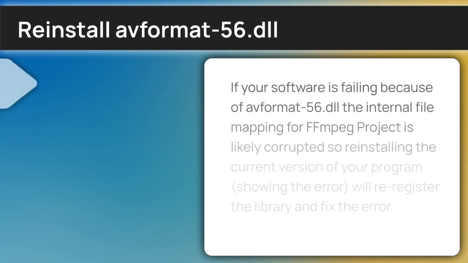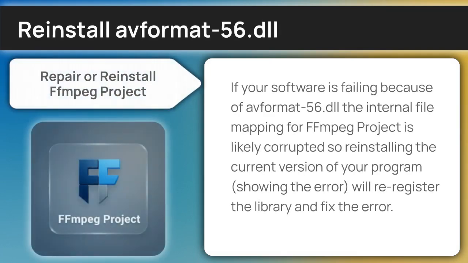If your software is failing because of audio-video format 56.dll, the internal file mapping for FFmpeg Project is likely corrupted, so reinstalling the current version of your program showing the error will re-register the library and fix the error.